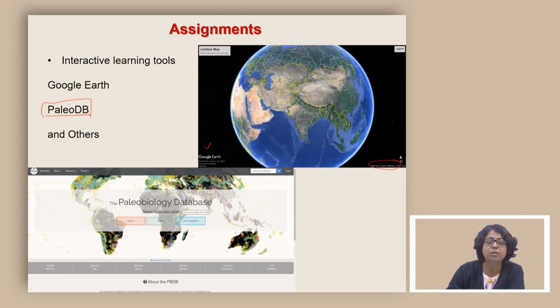Apart from Google Earth and PaleoDB, there would be other assignments where you would be asked to solve a numerical, or some of the problems related to rock strata and arranging them in terms of ages. You might also be asked to solve some of the questions related to stable isotopes. But all of these we will be covering in the course, and you would be expected to follow the instructions in the assignment to do hands-on activity. So the purpose of this course and the assignment is to give you a flavor of the hands-on activity that is associated with earth sciences.